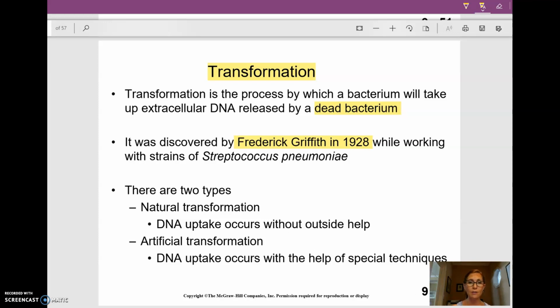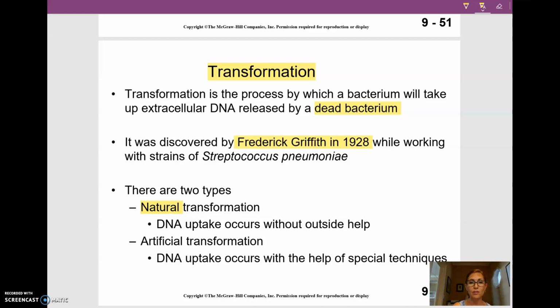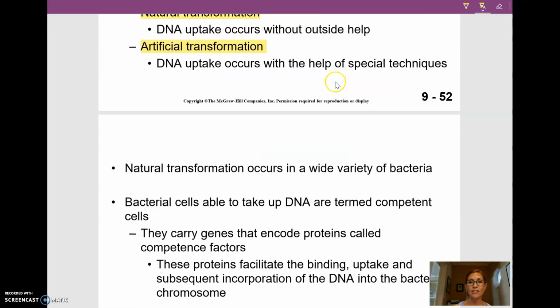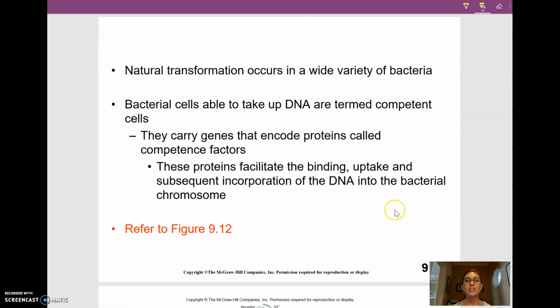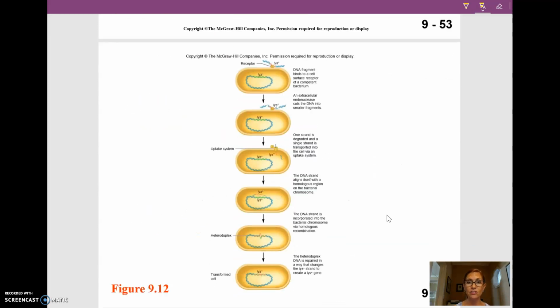Now, there are two types of transformation. There's natural transformation, where DNA is taken up from the environment, and then there's artificial transformation. And this is where you use a special science trick to make that happen. Naturally, bacteria will do this trick, not frequently, but it happens often enough every day. This is one way that bacterial cells can absorb new DNA from the environment, say from the walls of a hospital where bacterial cells had already been killed, all right?